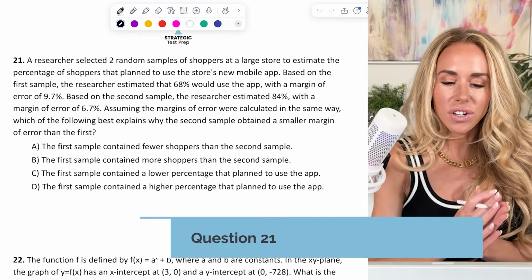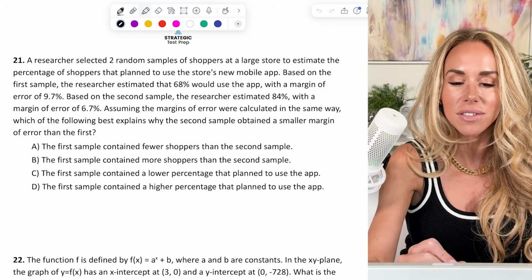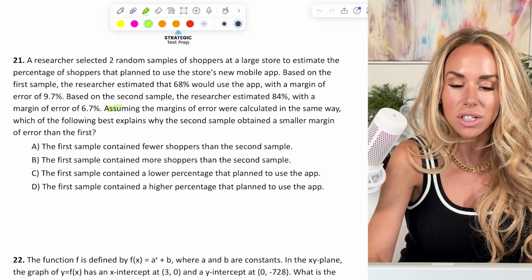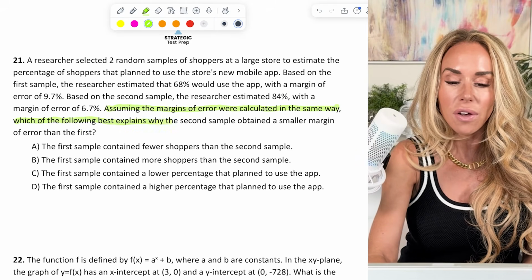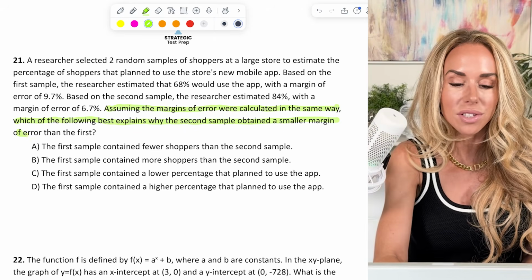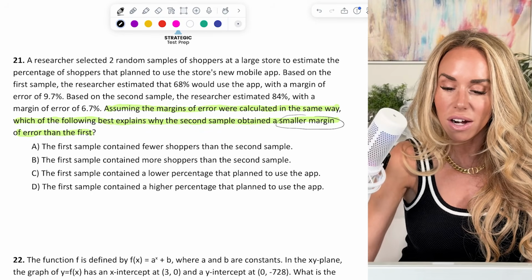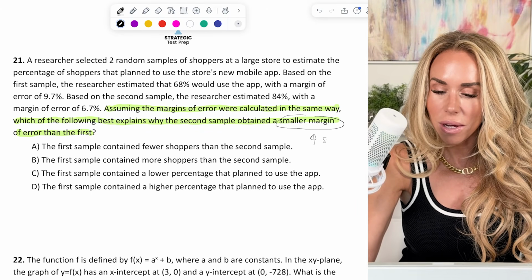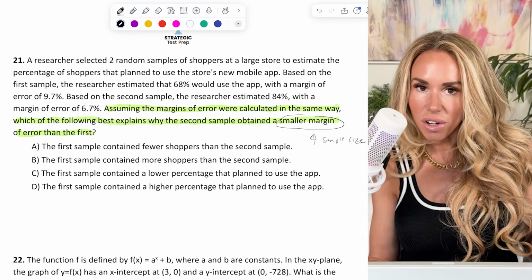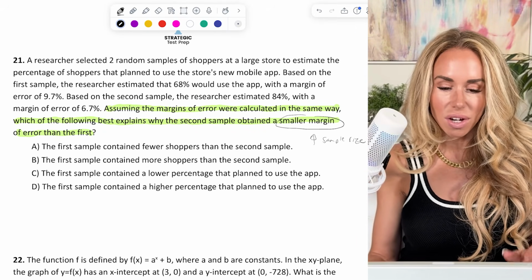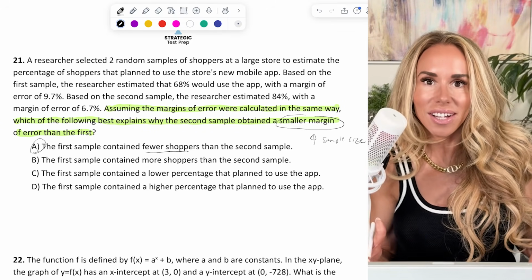All right, let's start with this first one, which is talking about margin of error. You see a big word problem. I would say skip the entire thing and just go right to the question. So it says, assuming the margins of error were calculated in the same way, which of the following best explains why the second sample obtained a smaller margin of error than the first? Okay, to get a smaller margin of error, you need to increase the sample size. So if the second sample has a smaller margin of error, it has a higher sample size. So the first sample contained fewer shoppers than the second sample because the second sample is bigger.